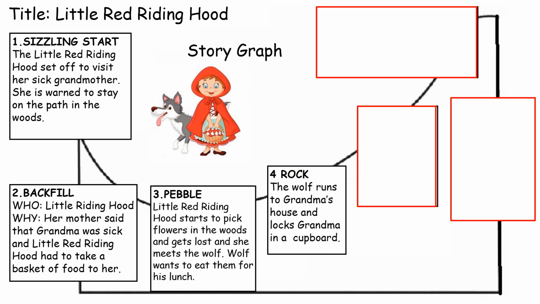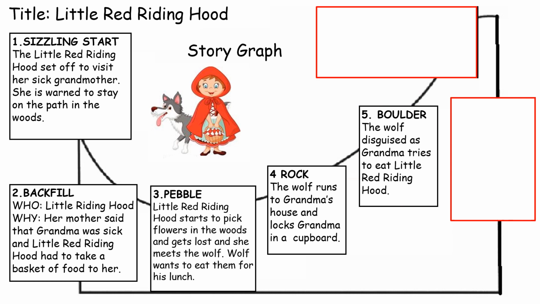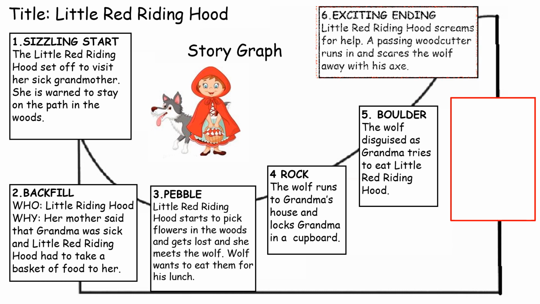Problem number 2. The wolf runs to Grandma's house and locks Grandma in a cupboard. Now we're coming to the big problem, the boulder. The wolf disguises himself and tries to eat Little Red Riding Hood. Resolution, the ending. Little Red Riding Hood screams for help. A passing woodcutter runs in and scares the wolf away with his axe.